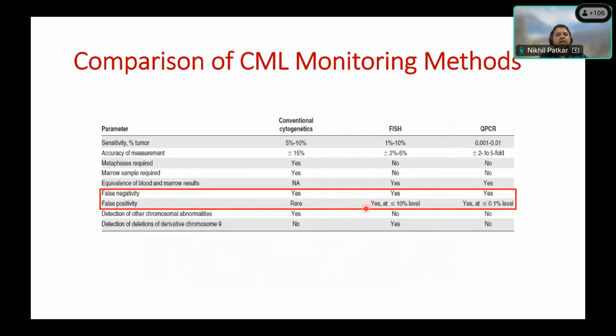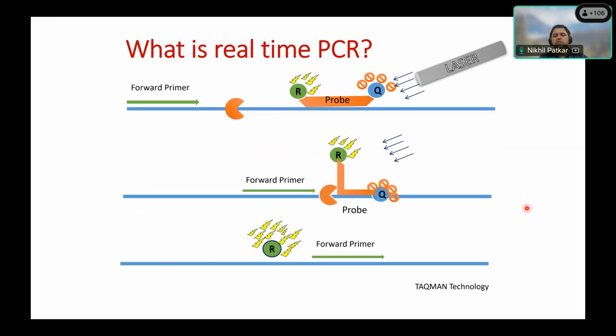And to really detect disease at a much lower level, you need to do sensitive techniques such as quantitative real-time PCR. So what is real-time PCR? Real-time PCR is just like PCR, where you have a forward primer and a reverse primer, but you also have a fluorescent probe that sits in between the forward and reverse primer.